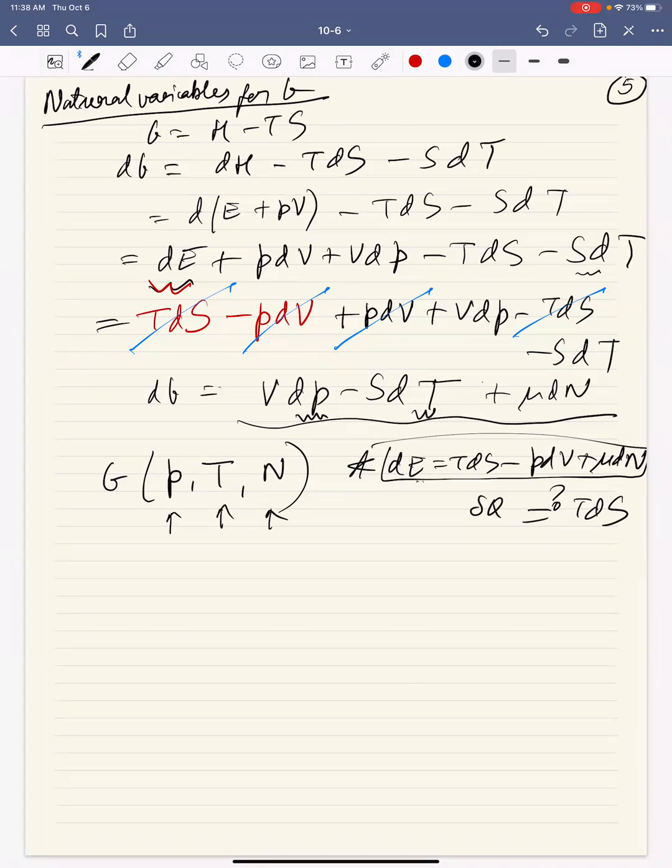So what I was saying before is that when you're looking at an experiment, you have to be very careful in looking at what are the control variables. If the control variables are P, T, N, then you will always think in terms of G to define spontaneity. If the control variables are something else, you will think in terms of something else. And this will happen.